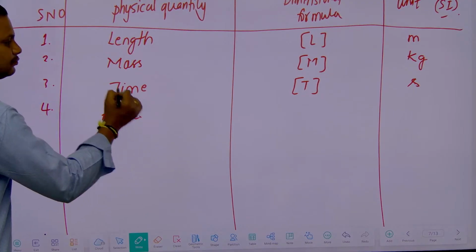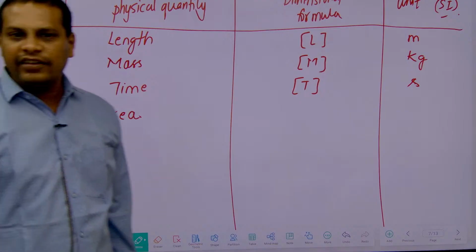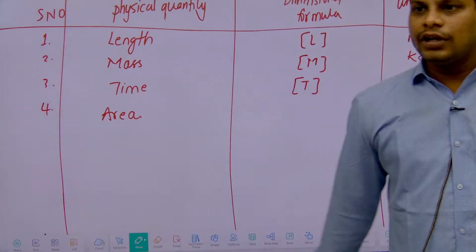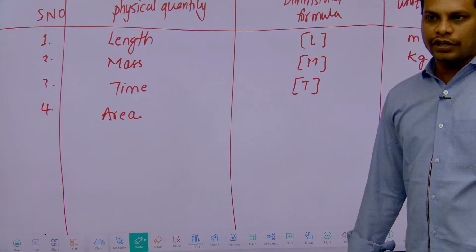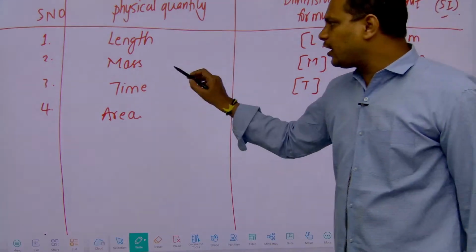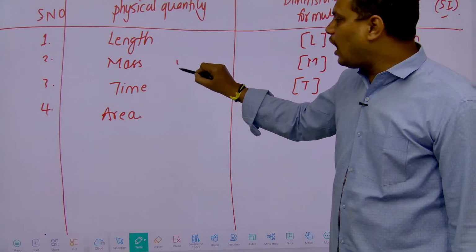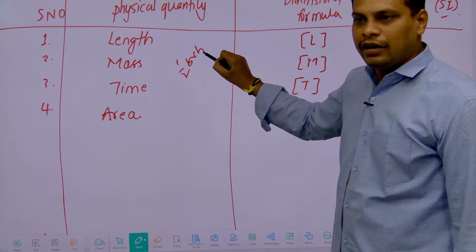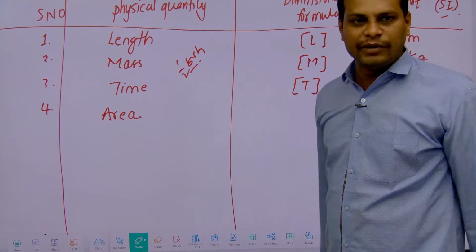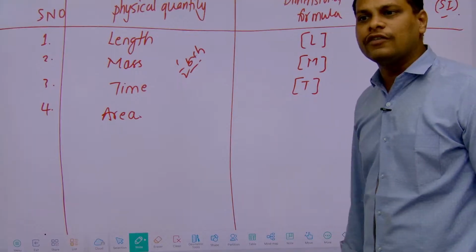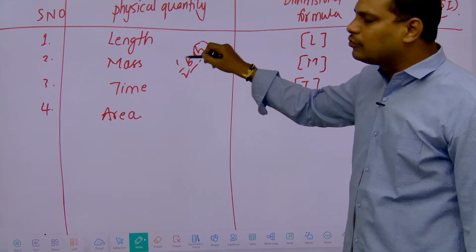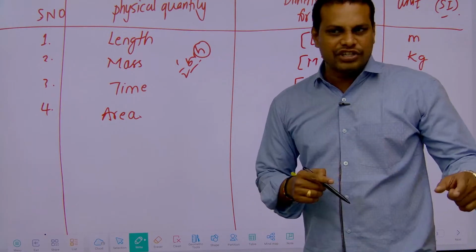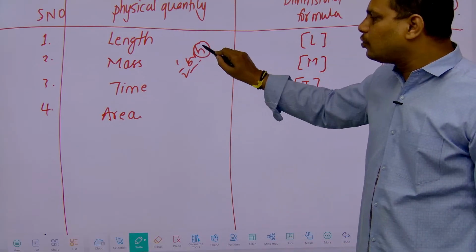Then from now onwards, we will discuss different dimensional formulas. Area is represented with length into length. Are you clear? Take the area of a triangle: half into base into height, right? Base is measured in millimeter or centimeter or kilometer, that is nothing but the dimensions of length. Height is also measured in dimensions of length only. So length into length.